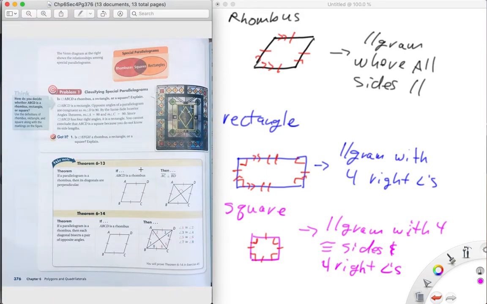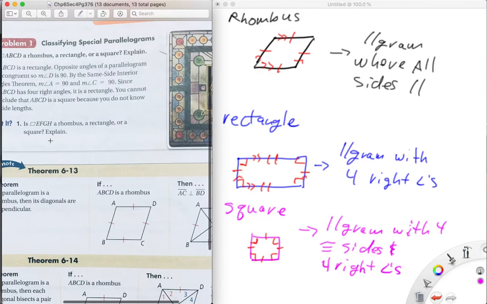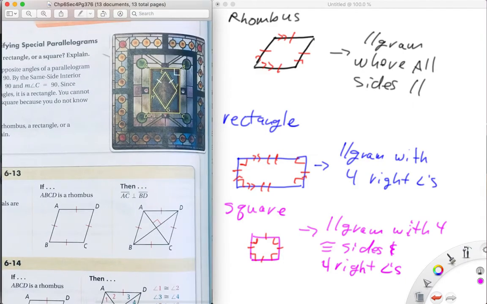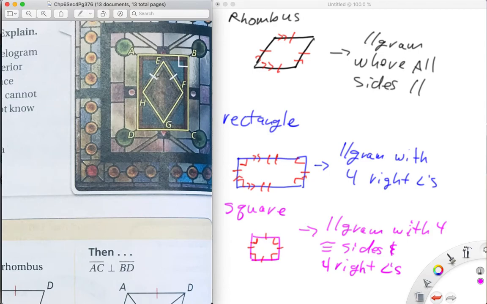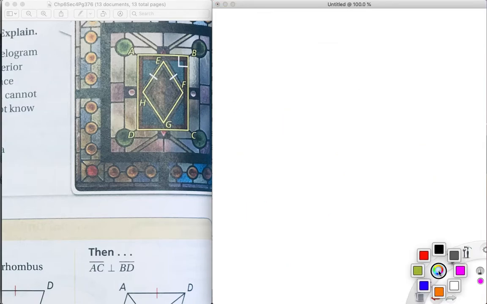Alright, which leads to a whole bunch of theorems. This problem here says parallelogram EFGH. Is it a rhombus, square, or rectangle? So we have this parallelogram EFGH. This problem is done really, really well. It makes you think.